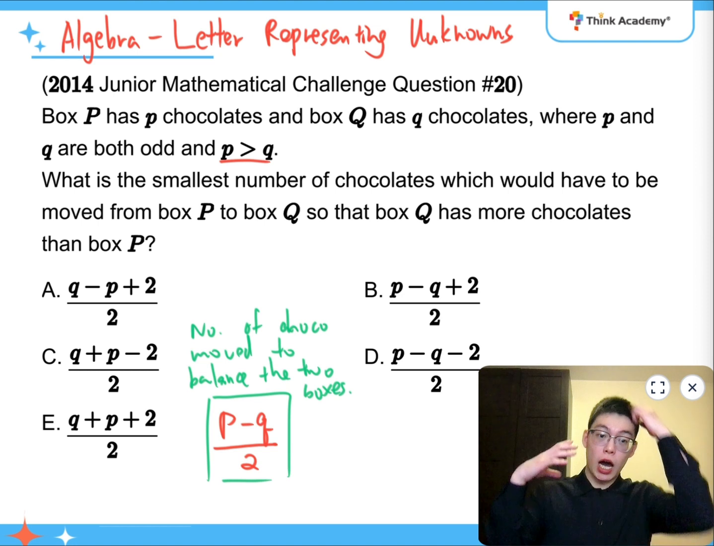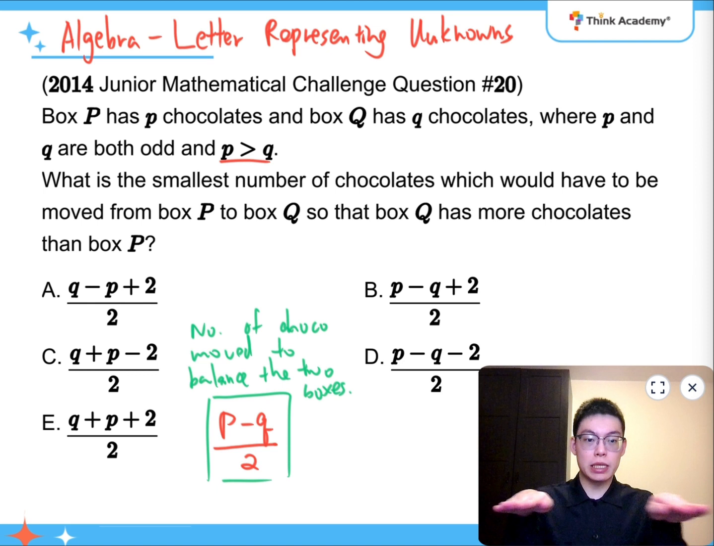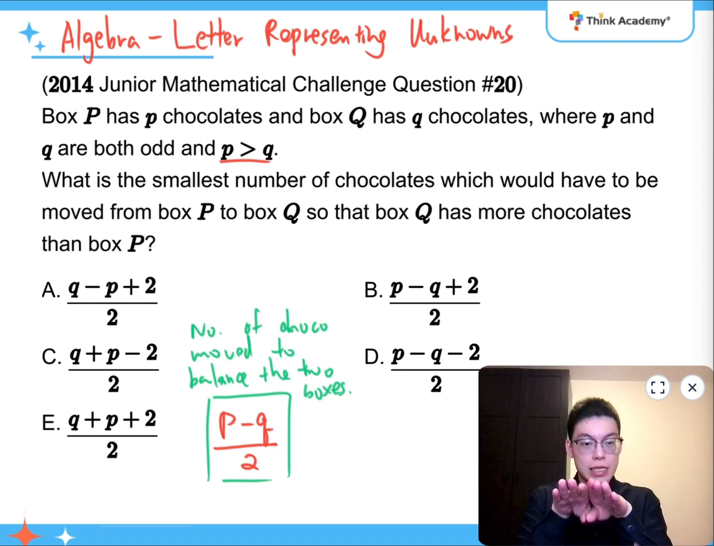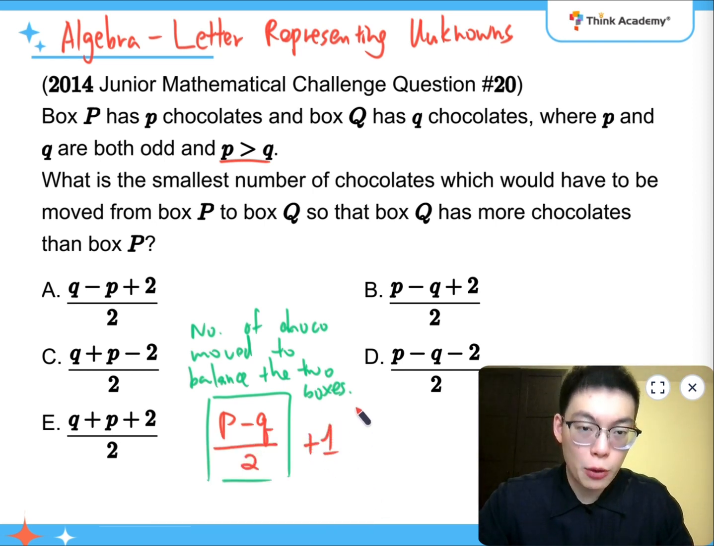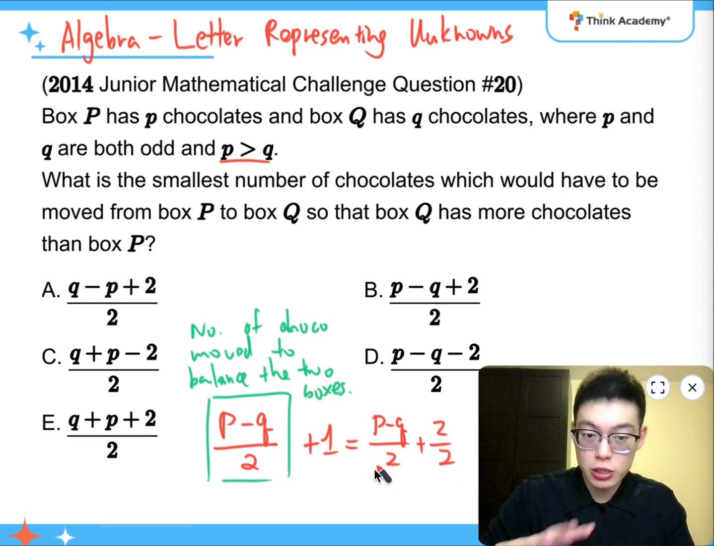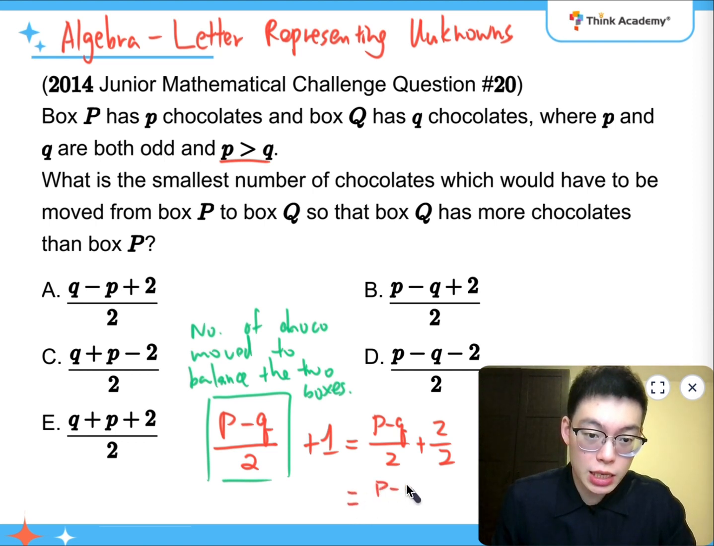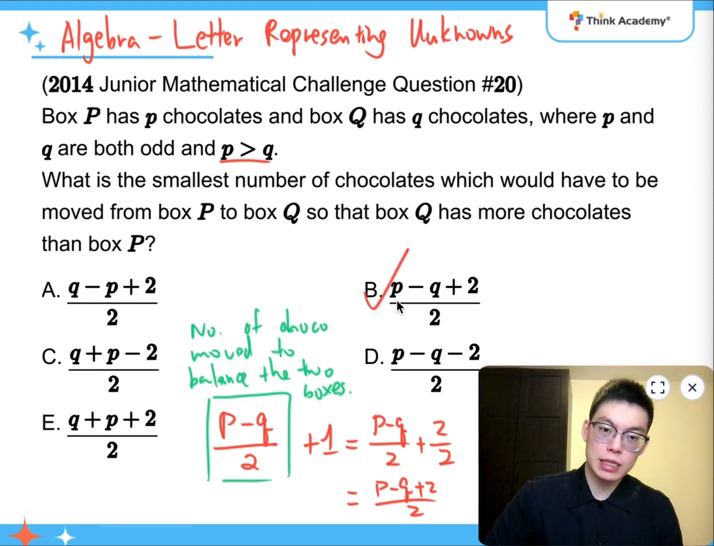Now, after moving half the difference from the box that has more to the box that has less, they are going to be the same. Now that they are the same, I need to move 1 more, right? So I'm just going to add 1 to the number. And we know that 1 can be written as 2 over 2, if you just try to find the common denominator for both expressions. So you're going to have P take away Q adding 2 over 2, which means the answer is going to be B, all right? The answer is going to be B.